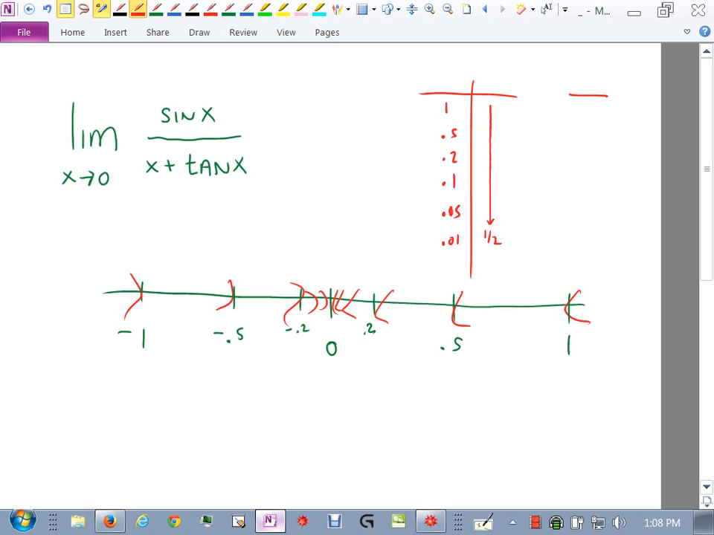And then when you do the same thing with the negatives, those should also be getting closer and closer to 1/2. Is that okay? So it looks like the answer is 1/2. Yes.